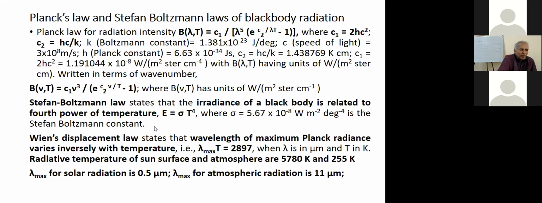So the Wien's displacement law, we have already told, lambda max into T is 2897, where lambda is expressed in micrometer and T is in Kelvin. So the radiative temperature of the sun surface is 5780. If I substitute 5780 here, this comes close to 0.5 micrometer, which is in the blue-green portion of the electromagnetic spectrum. If I put 255 Kelvin, which is the typical radiative temperature of the Earth's atmosphere, then lambda max comes near about 11 micrometer, which is in the infrared part of the electromagnetic spectrum.